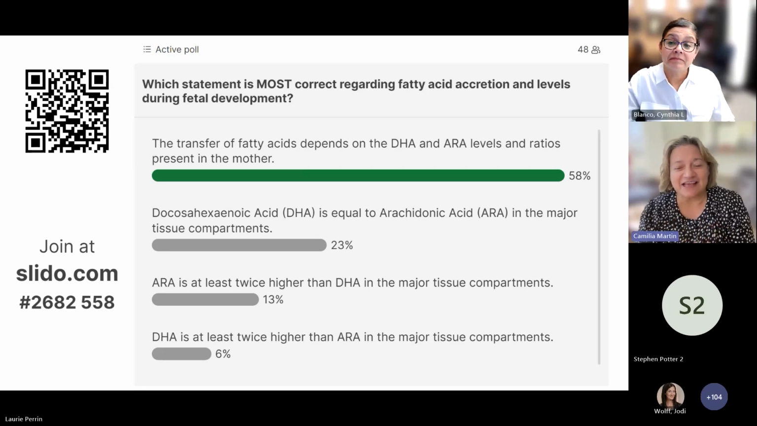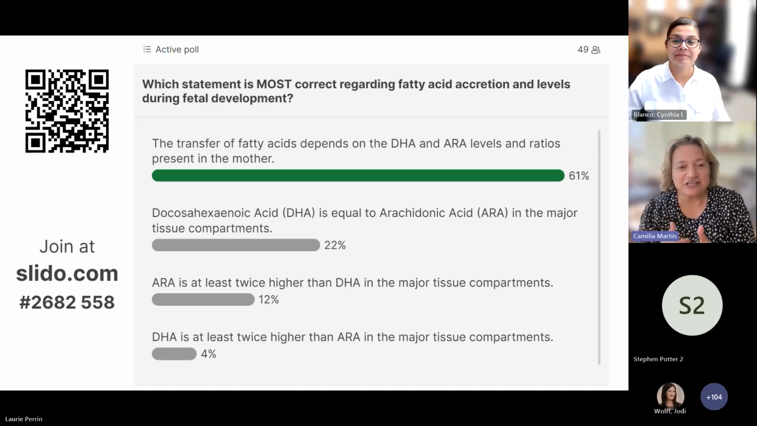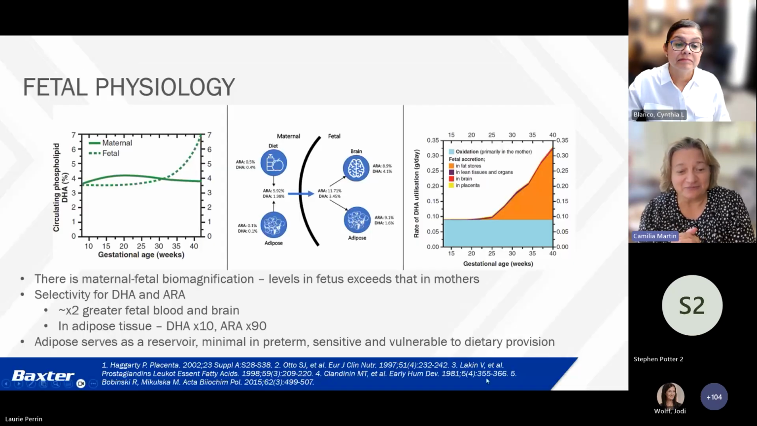And this is exactly why I love doing these things, to educate ourselves about fatty acid metabolism in the preterm infant. This was asking about the fetal compartment and what's happening. And the answer is actually the third one, which is that ARA is at least twice higher than DHA in the various lipid compartments.